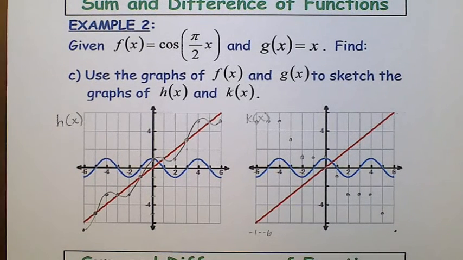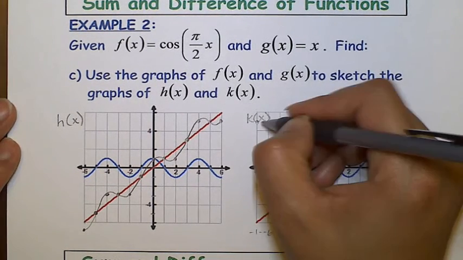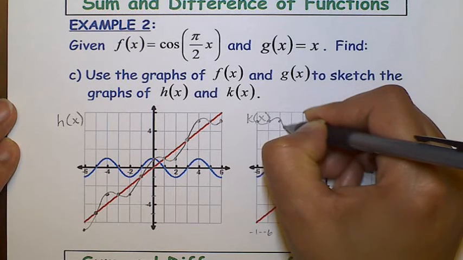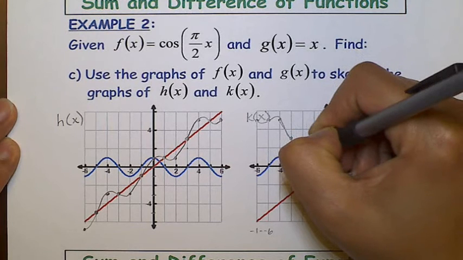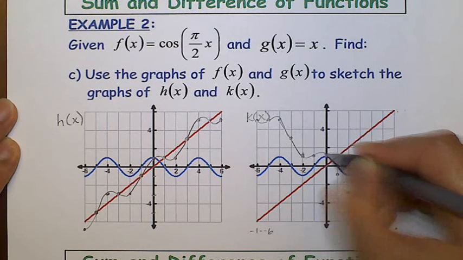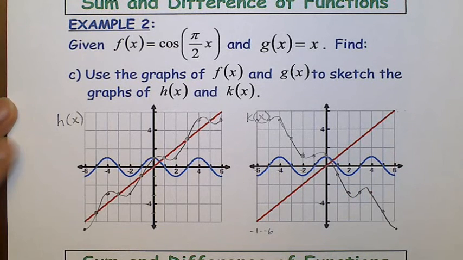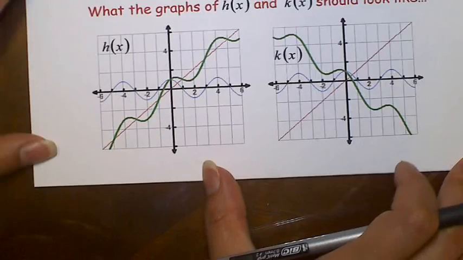And if I sort of sketch what I think it might look like, maybe it's something like this. Comes downward, goes up, and then downward, up. Something like that maybe. So I'm not sure what it looks like exactly, but here is the actual graph of what h of x and k of x should look like.